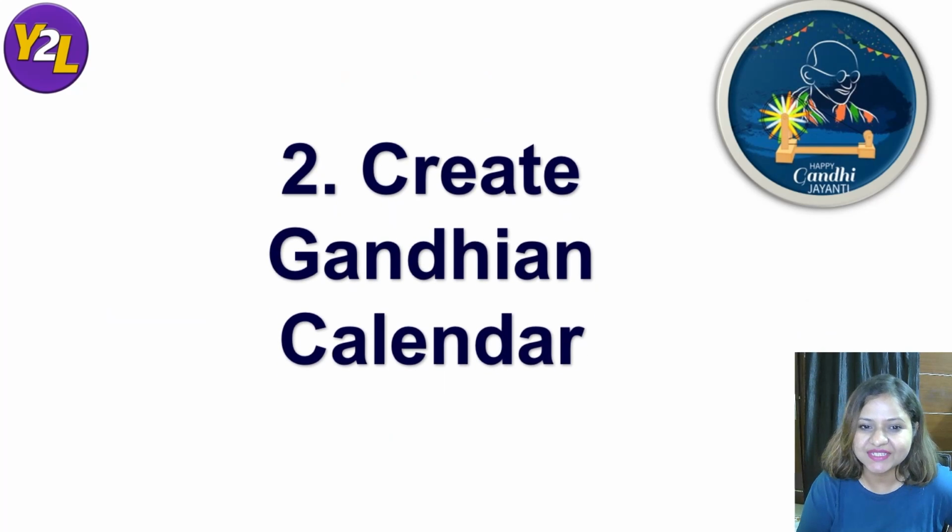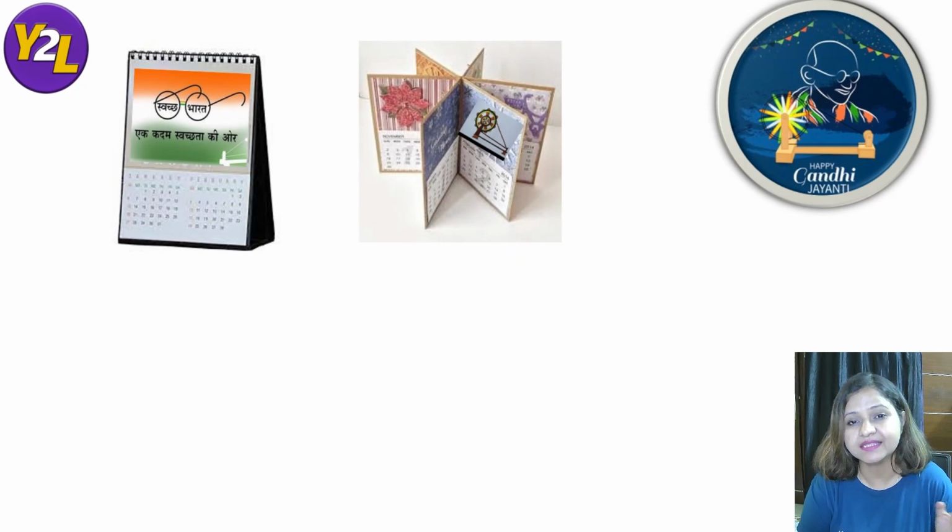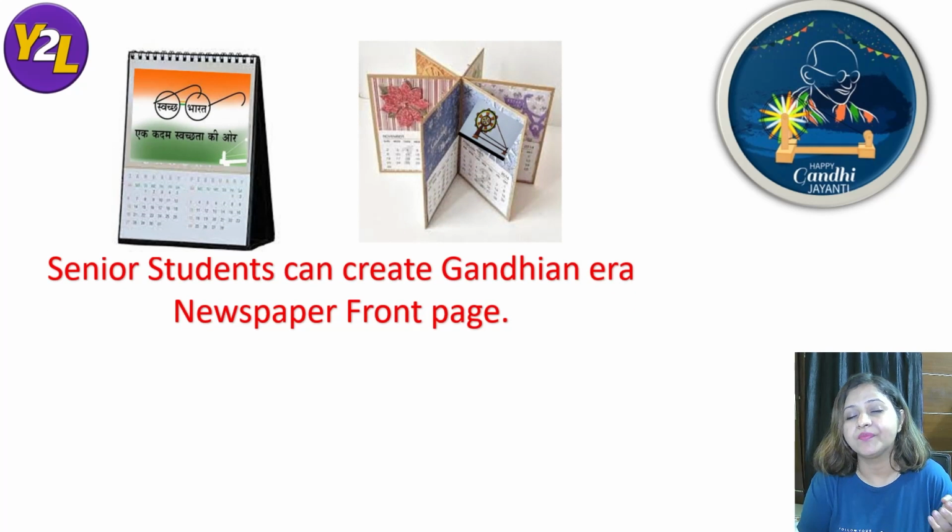My second activity, friends, is create a Gandhian calendar. Now what is that? Now students can make a calendar, handmade calendar themed around Gandhiji. They can take various pictures like various events, they can draw, or they can take some objects that are related to Mahatma Gandhi. Or if you are not fine with that and the students are seniors, they are not of primary grade, they can create Gandhian era newspaper also.